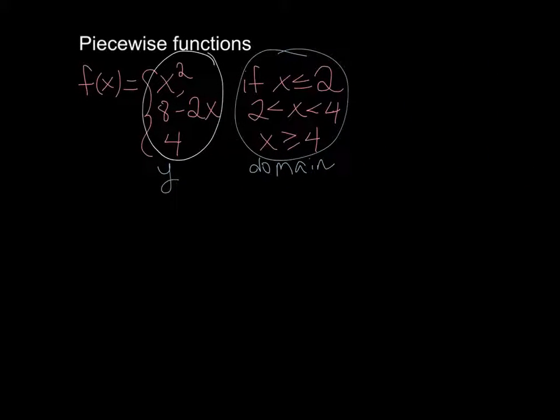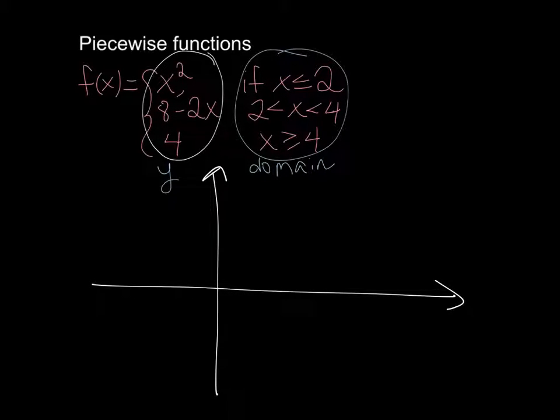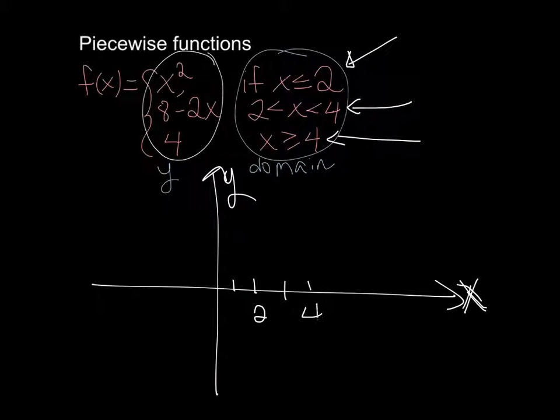So let me set up my axes here, my x-axis and my y-axis. And we're restricting our domain to everything to the left of 2, then everything between 2 and 4, and then everything to the right of 4. So let's mark off 2 and 4 on our x-axis. So first, everything to the left of 2.